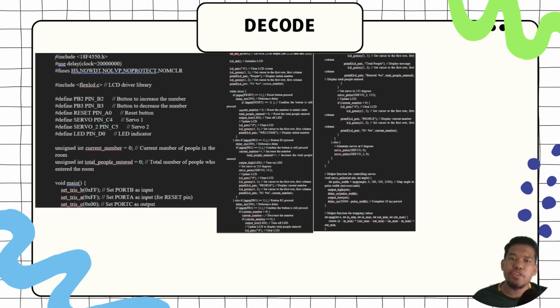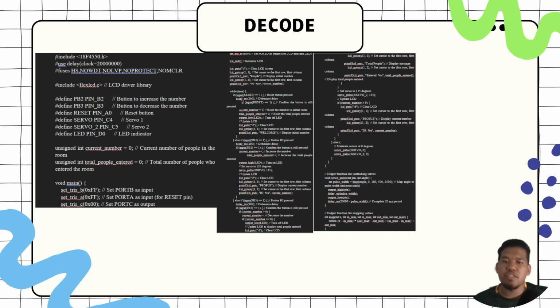I will explain about the code. So in the header files and configuration, 18F4550 is the header that provides the definition of the PIC controller, and then we use a delay with a 20 MHz clock for delay calculation, and then the fuses, watchdog, and so on.